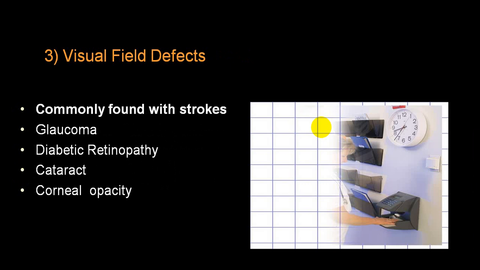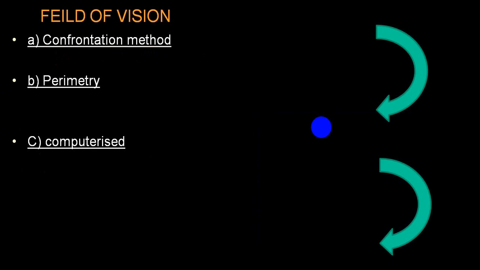And then visual field can be affected by strokes, glaucoma, diabetic retinopathy, cataract, corneal opacity, etc. And even damage to the optic nerve, optic pathway, as well as damage to the occipital cortex. We'll be dealing in detail with the optic nerve pathway and the effect of damage to different pathways. So field of vision can be tested by confrontation method, perimetry, and computerized. Nowadays, as the computerized is being done, it has almost replaced confrontation method and perimetry.